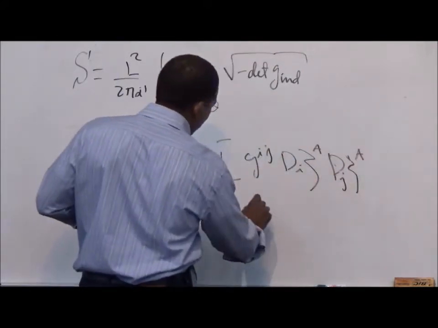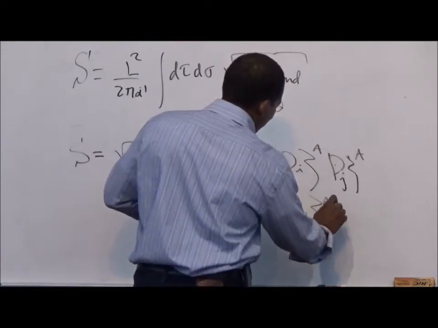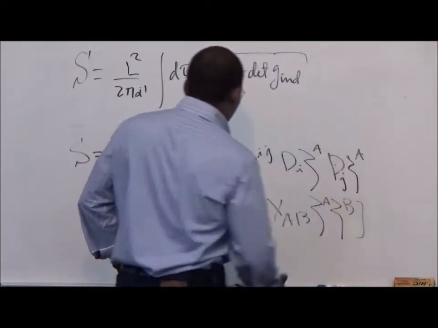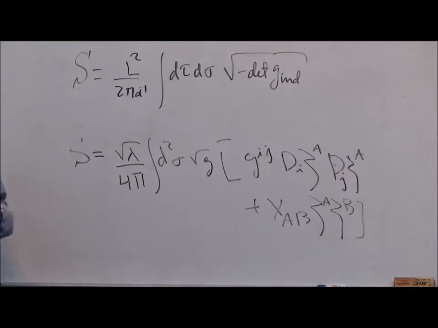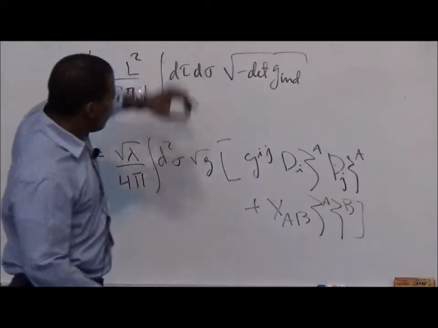And then there's another piece that is going to be some matrix XB. Okay, so let's step back. What we need to do, I already told you. I just take this action and expand to quadratic term, and I call these the fluctuations.